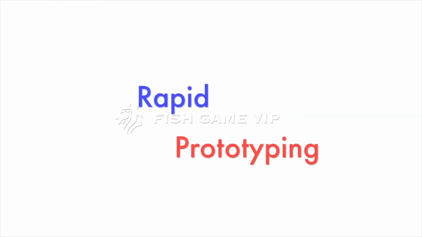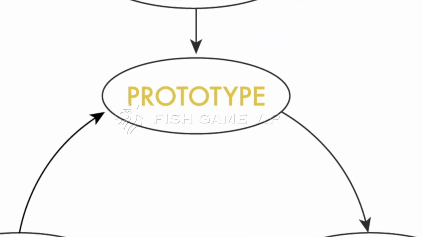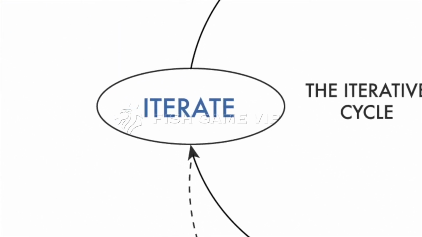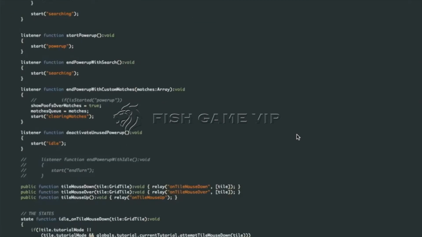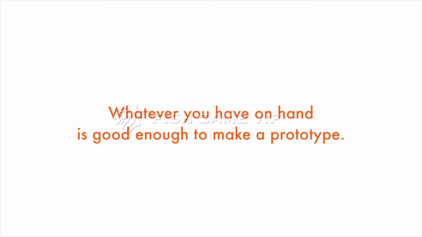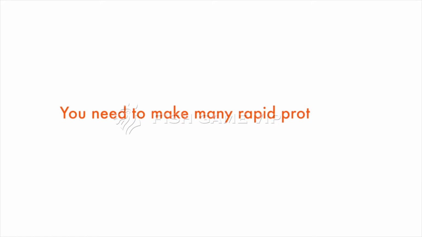Make it quick. My game design process subscribes to what is called rapid prototyping, in which you get to a prototype of your game as quickly as you can to see how it works. Then you test it, find the problems, and make improvements through iteration. And don't wait for a better way to build your prototype either. If you're making a video game and you can't code, for example, that doesn't mean you can't make a prototype. Make a paper prototype, use some dice or cards. Whatever you have on hand is good enough to make a prototype. This is an early stage of experimentation, and you need to make many rapid prototypes.